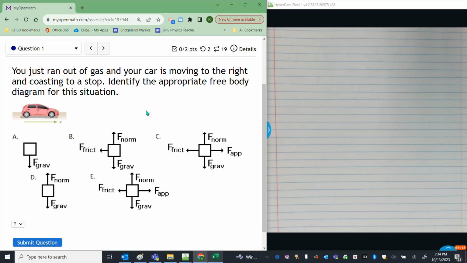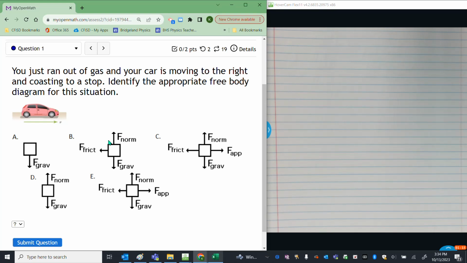In this particular question, since it says we're coasting to a stop, I know that there must be some kind of force moving in the opposite direction as the car that's causing it to slow down. The most logical explanation would be friction. Moving and coasting to a stop would be due to friction acting on the car. And so if we take a look at these free body diagrams, there are several of them that have friction, B, C, and E in this particular question. All have friction on them along with gravity and normal force.